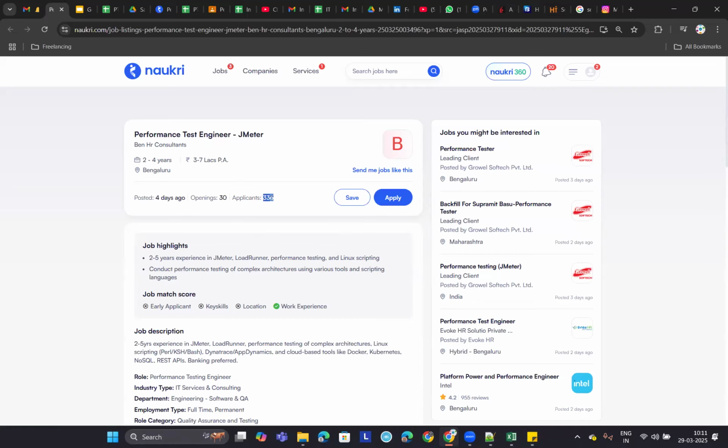Applicants are 336. But if it is a face-to-face round, not even 30 people will attend. Agree? There are 30 openings, which is a very good count. Maybe they are recruiting for Infosys or CDS or something else.